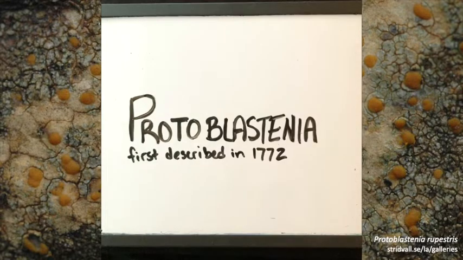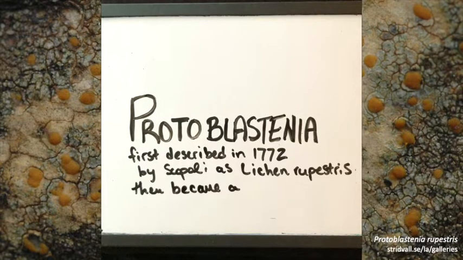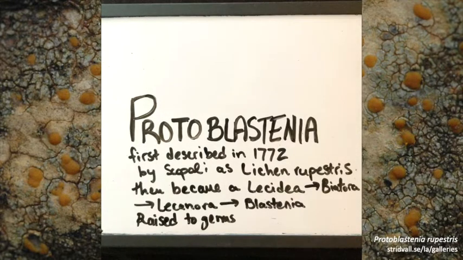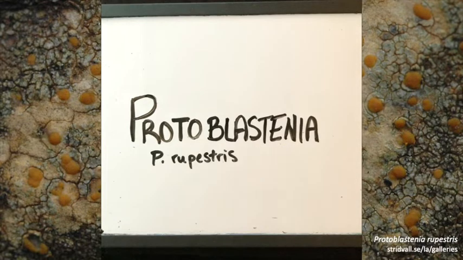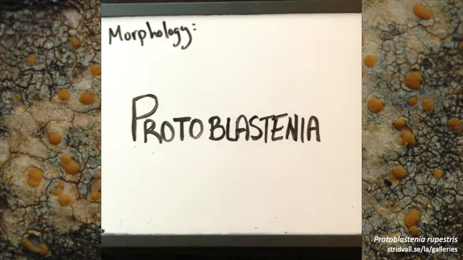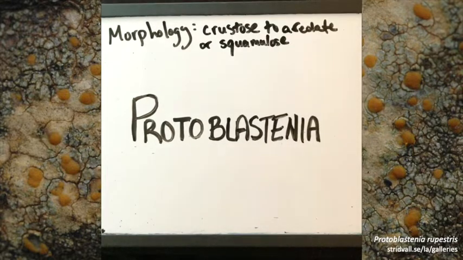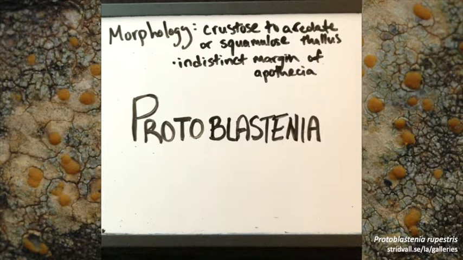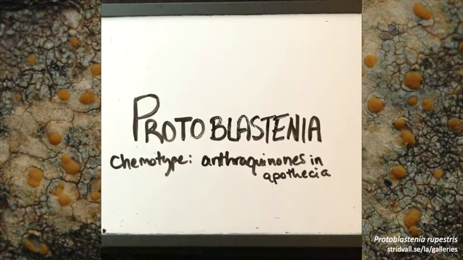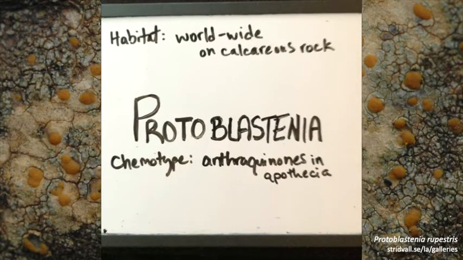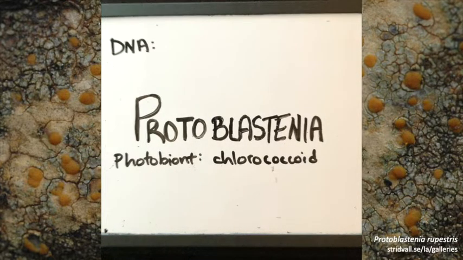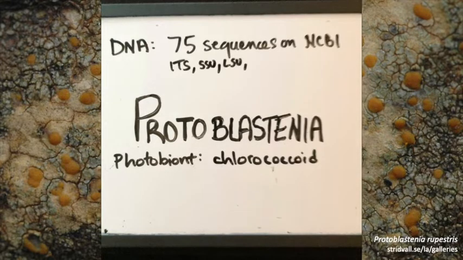Protoblastinea, the sister genus to Psora, was first described in 1772 by Scopoli as lichen rupestis. It went through a series of different names until it was raised to a genus level in 1911 by Steiner. There are 30 species that have crustose to areolate thalli, emarginate apothecia, and Psora-type asci. Like Psora, there are anthraquinones in the apothecia. They have a worldwide distribution on calcareous rock, and they associate with a chlorocoid photobiont. There are 75 sequences publicly available on NCBI.